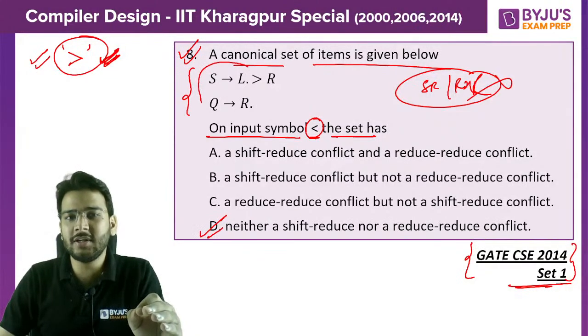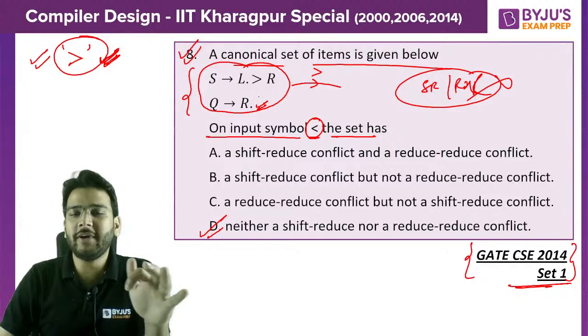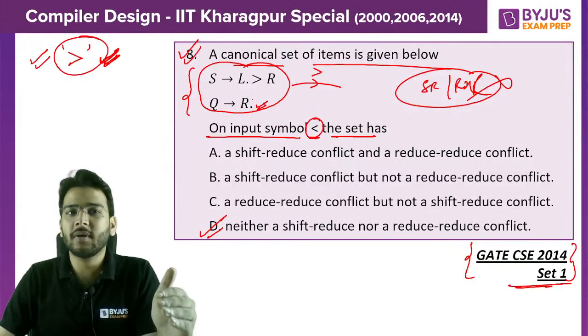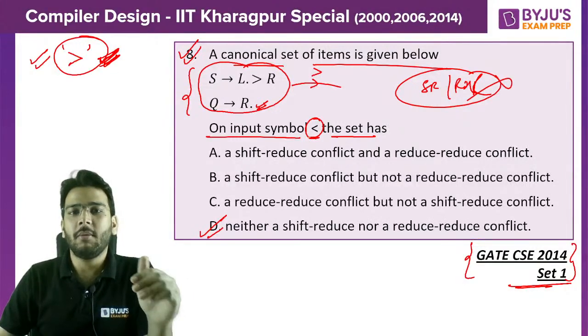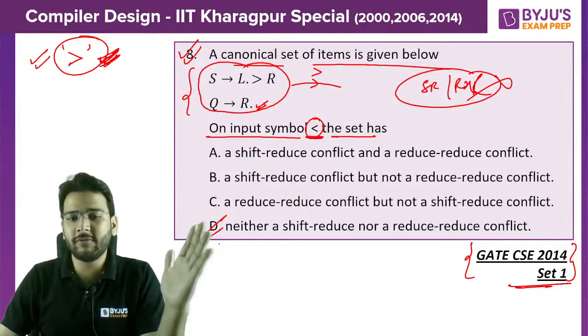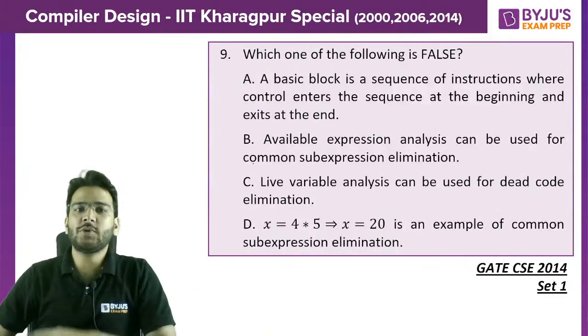Just see this, consider this as one state. Reduce item, shift on this. Clear? So SR conflict is present in this case. SR conflict is present, Anshika and Raja, if this is the input symbol. But here it is talking about this one, so neither a shift reduce nor a reduce conflict. D is the correct answer for this question. Clear? Let's proceed to the next question.